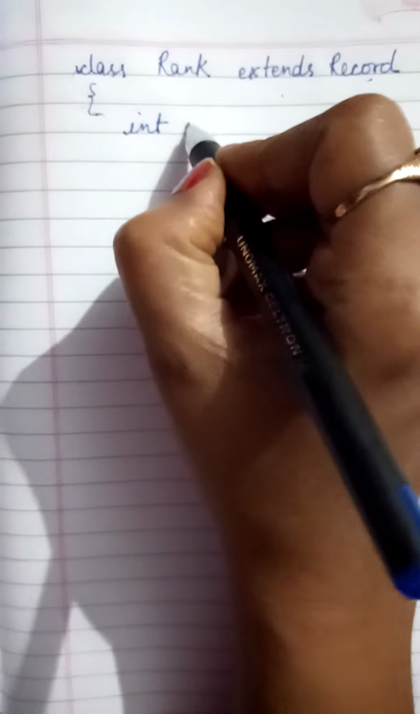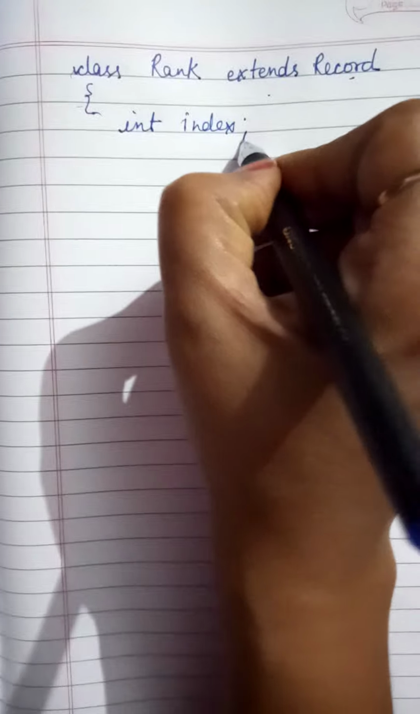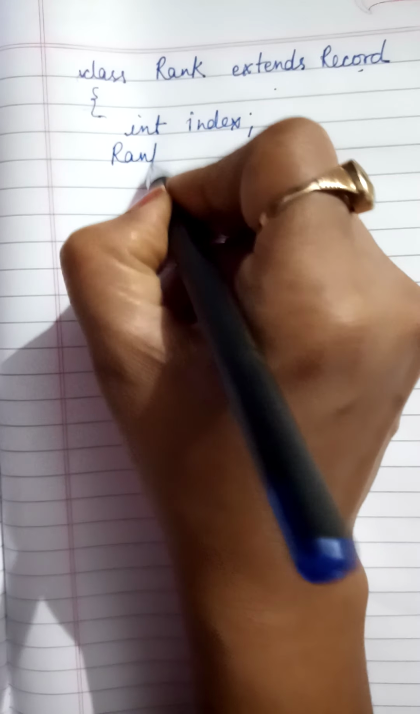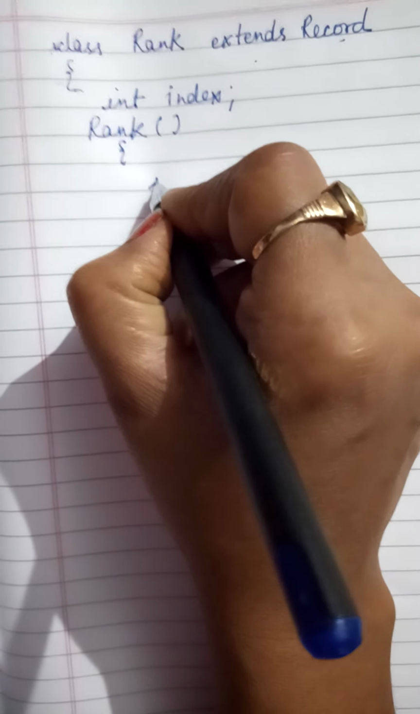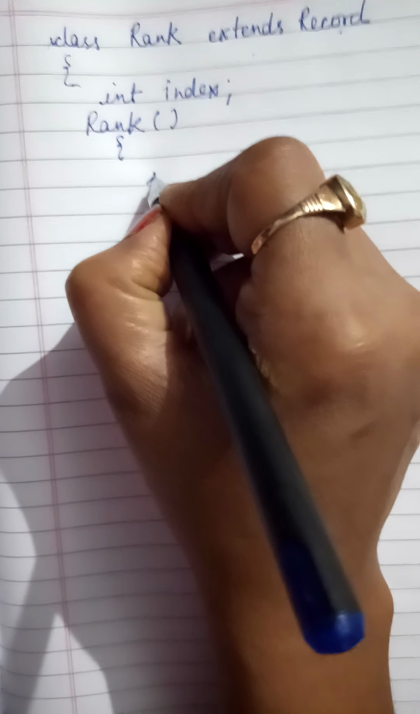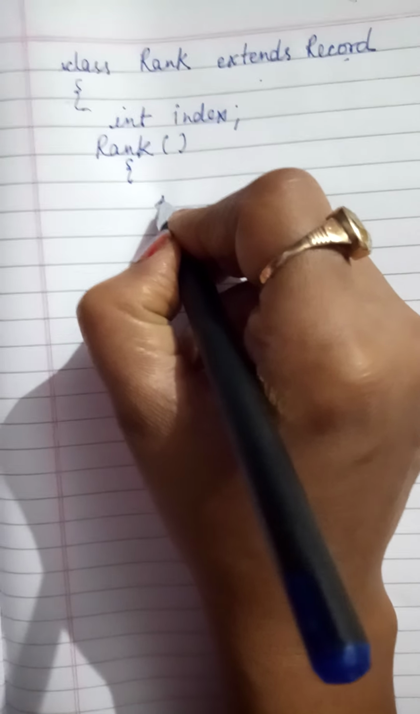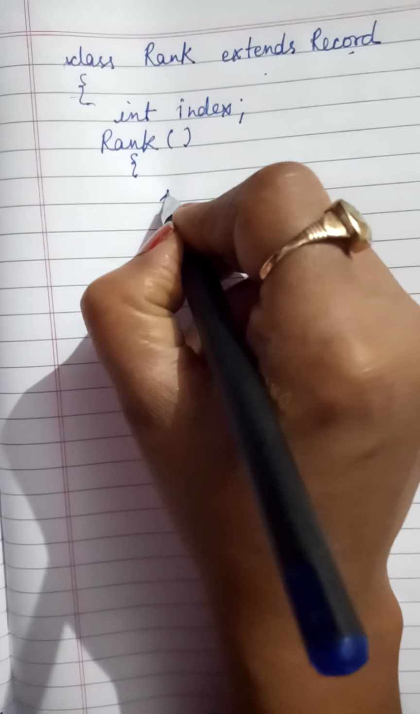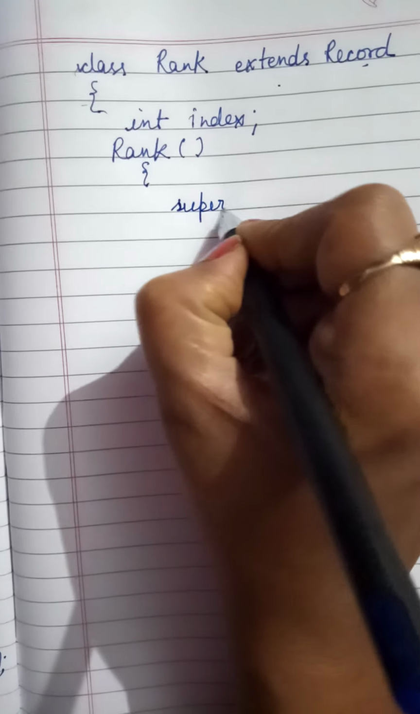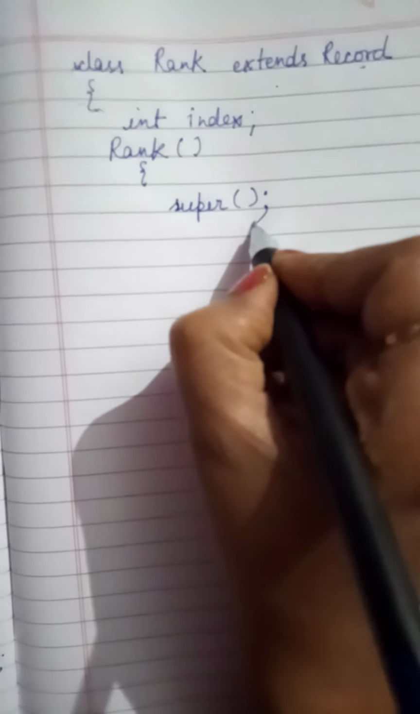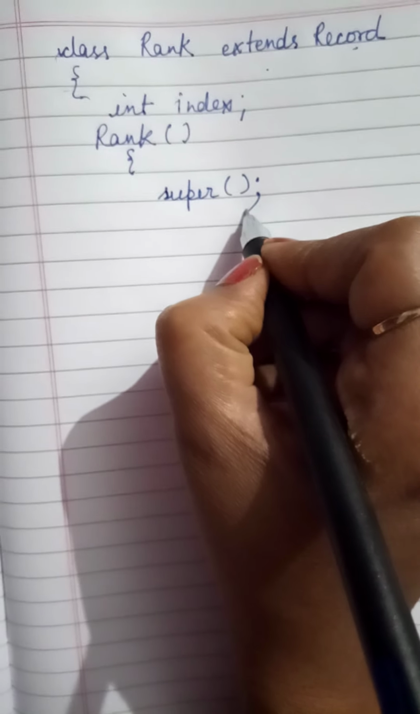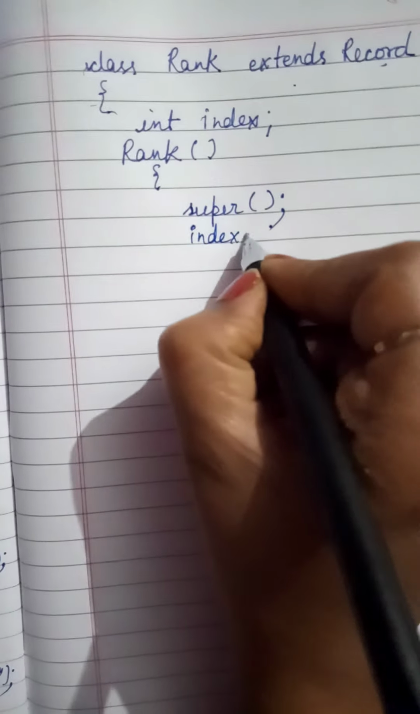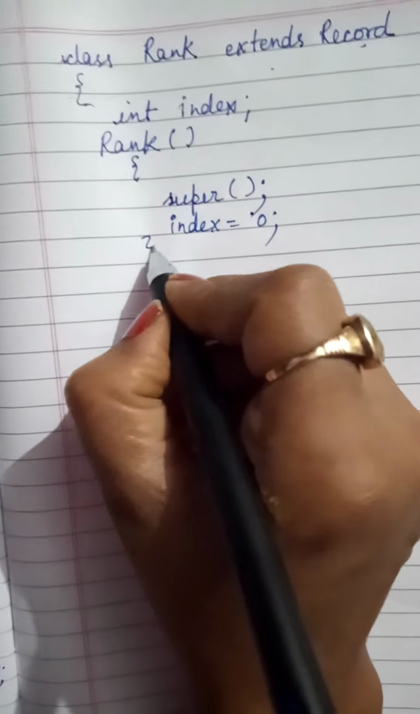One data variable, int index, then the constructor Rank. What we have to do in this, two things: to call the constructor of the superclass, that is Record, but we call the constructor of the superclass by the keyword super. You will write only super. Okay, this will automatically invoke the constructor of the superclass. And what next we have to do in this, index equals to 0, that much.